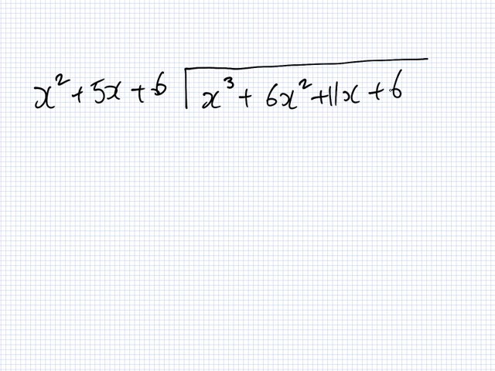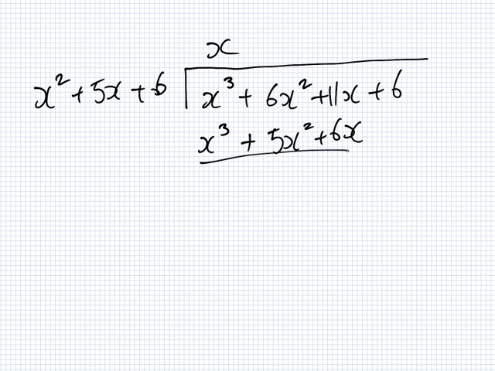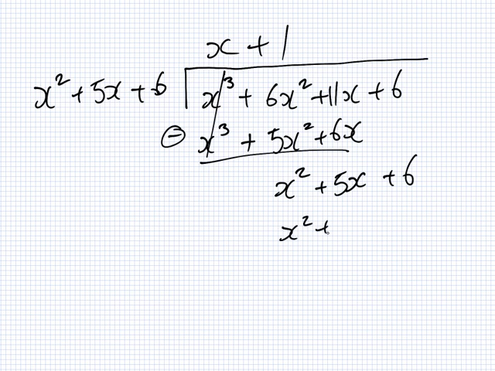Okay, so first term here is x. X multiply x squared is x cubed plus 5x squared plus 6x. Now the reason this is quicker is because we already have 3 terms to subtract. Subtracting, they're gone. 6x squared minus 5x squared, x squared. 11x minus 6x, 5x, isn't it? And we carry that down 6. Well, I think we can see what the last multiplication is. Plus 1. So we have x squared, 5x, and 6.